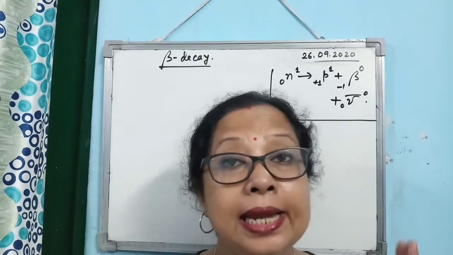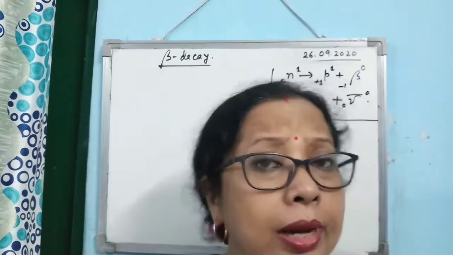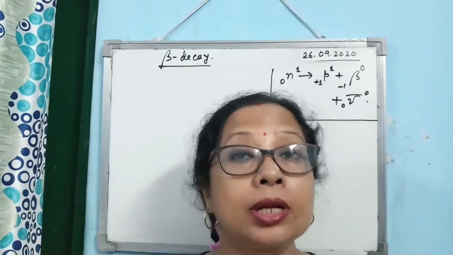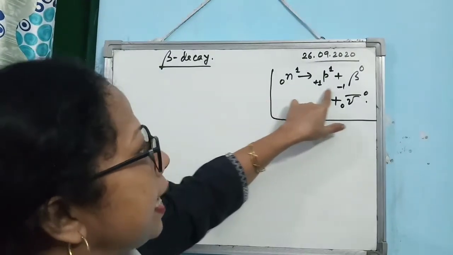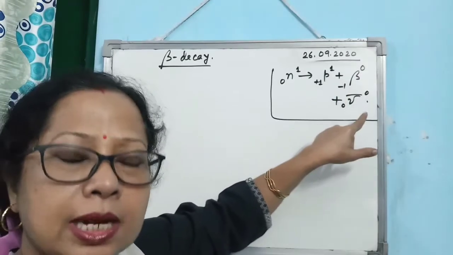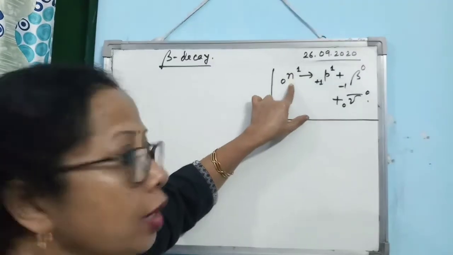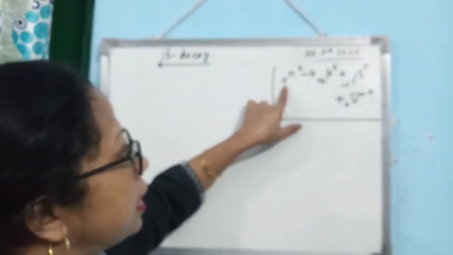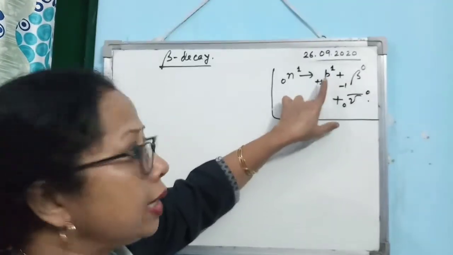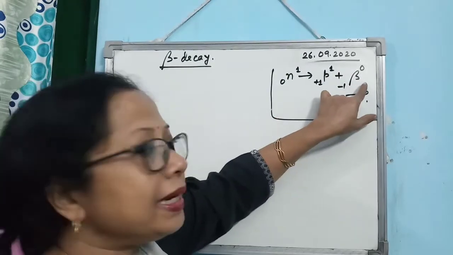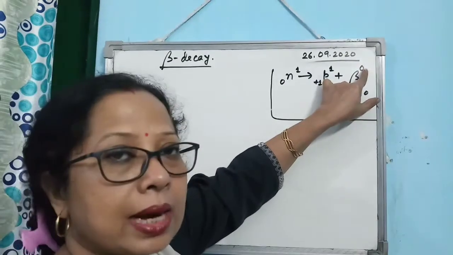Beta is the electron emitted from the nucleus. As we know, inside the nucleus there is no electron. So where is the beta particle, the electron, coming from? Before the emission of beta, this transformation takes place within the nucleus. What is the transformation? I am repeating it. One neutron, with charge 0 and mass 1, is converted into one proton, with charge plus 1 and mass 1, then a beta particle, which is an electron, so charge minus 1 and mass 0.